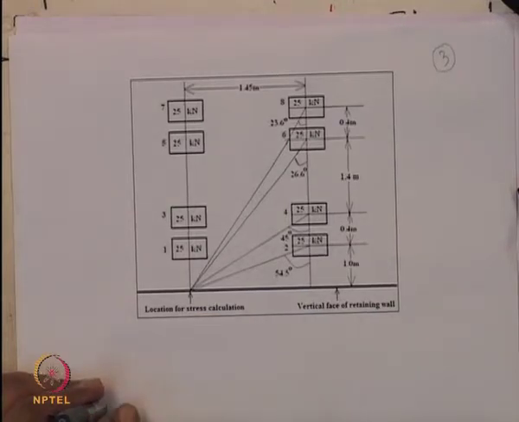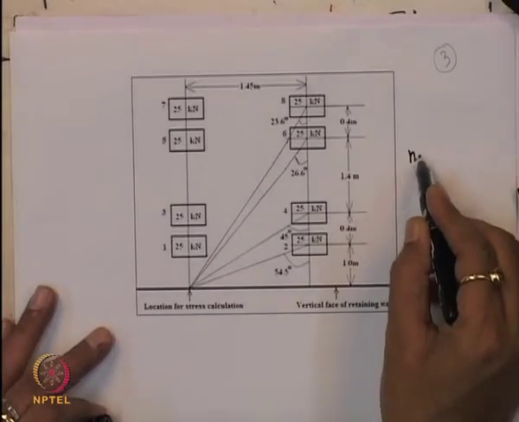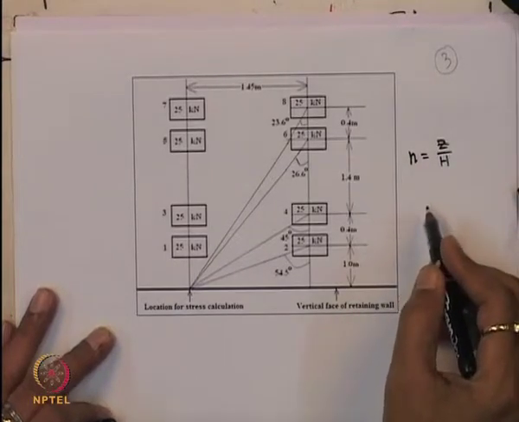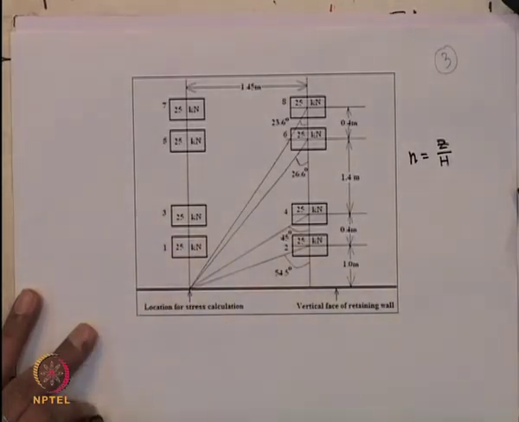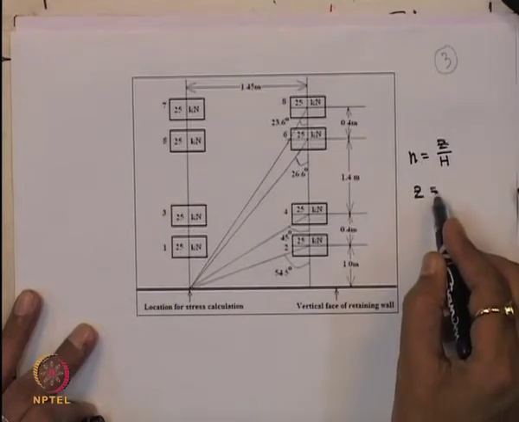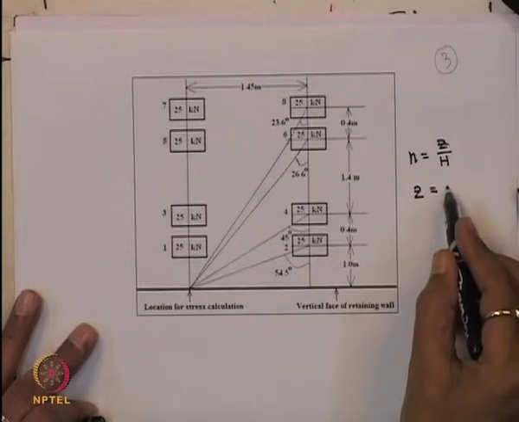So, you have to calculate what the n value will be. We know that n value is equal to z divided by h. So, you consider z at different depths, that means 0, 1, 2, 3, 4, 5, 6, 7, 8, up to 8 meter. For example, you assume that z value is equal to 2.